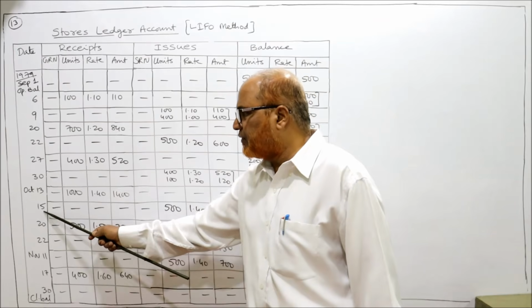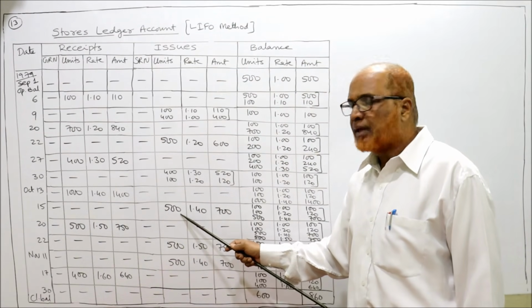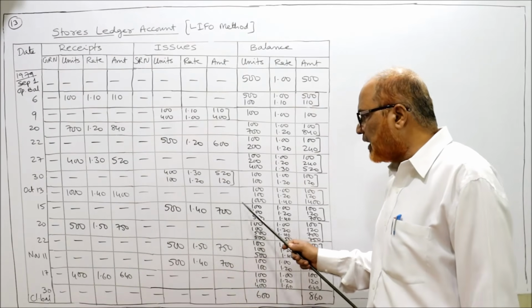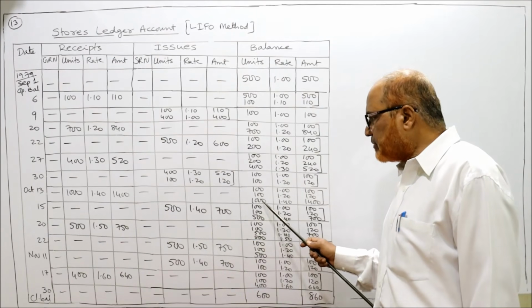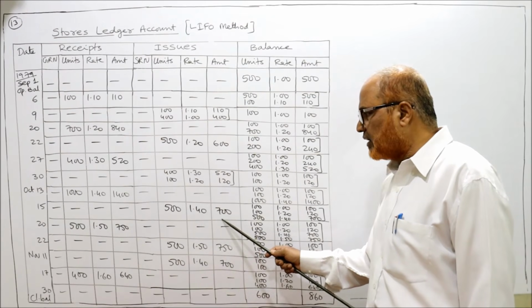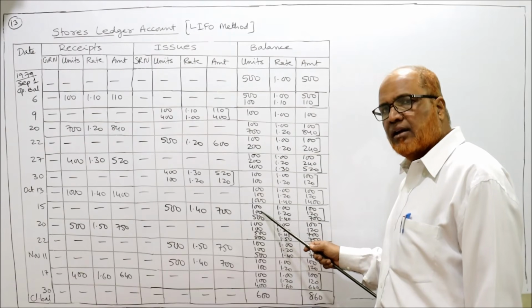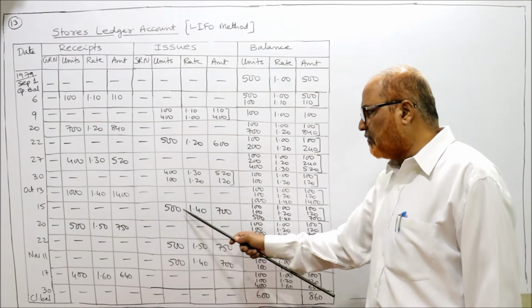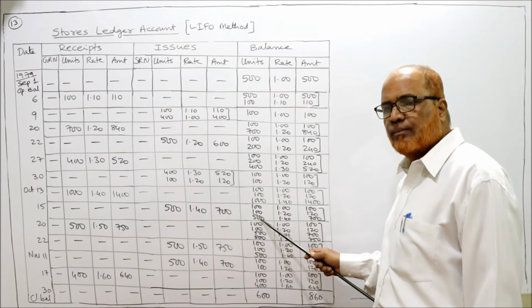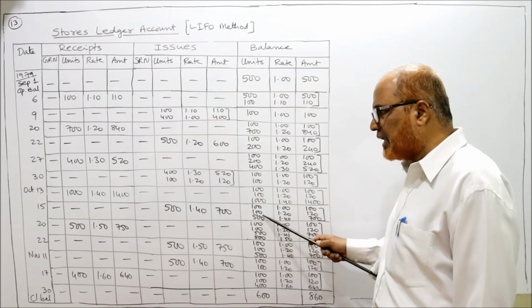Now October 15th there is an issue of 500 units. So last in first out. So this 500 will be issued from the last 1000. From this 1000 I am issuing 500 at 1.40, 700. The first 2 lots are remaining the same, 100, 100. Out of this 1000, 500 units are issued, remaining 500 at 1.40. So 3 lots we are having in the balance.